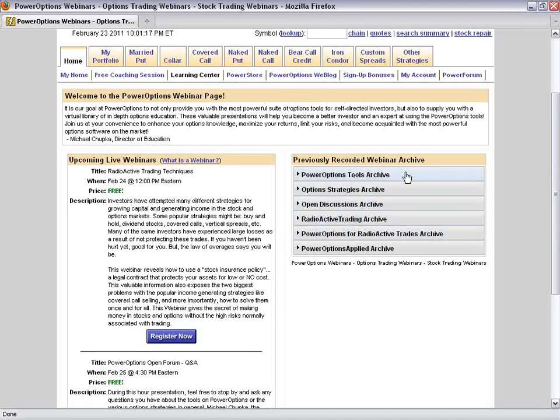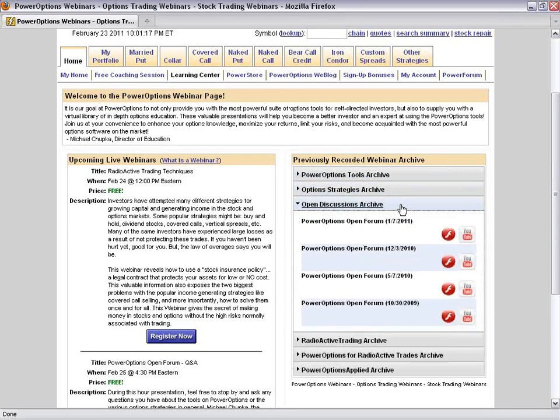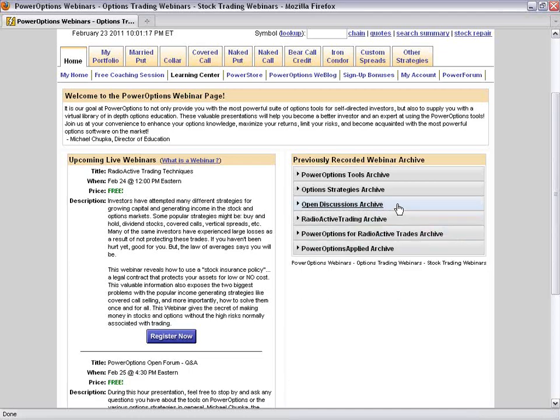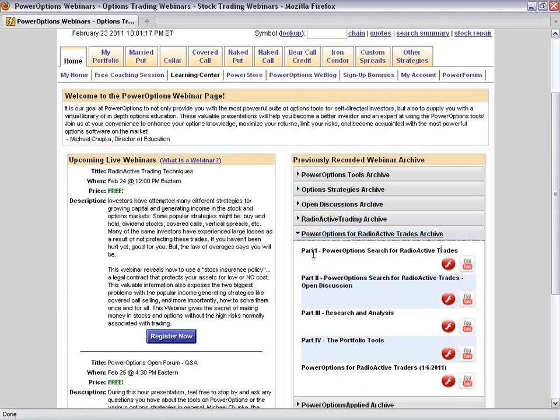On the archive page, we have the Tools Archive, Strategies Archive, and Open Discussions. If I click the shutter, I should put more descriptions in here. We just have some basic open discussion presentations recorded. These are done every Friday at 4:30. Now, this particular education series, the Power Options for Radioactive Trades Archive: Part 1 was the search tool, and I did most of the material there. Part 2 was an open discussion mainly on the search tool, but we addressed some other issues here. So that was another open discussion that was available.